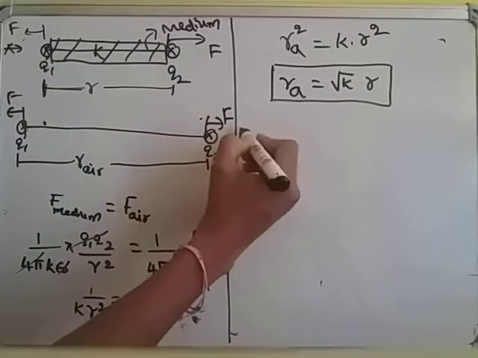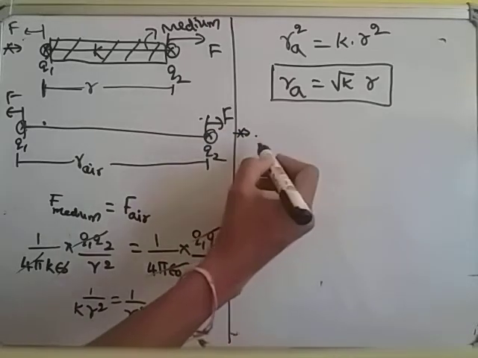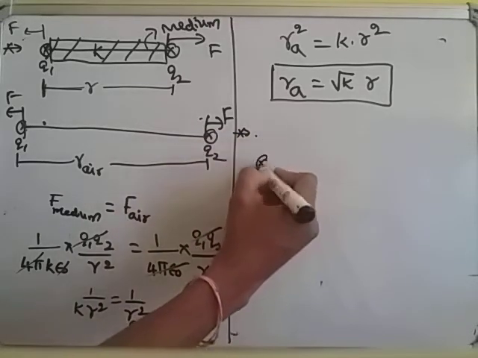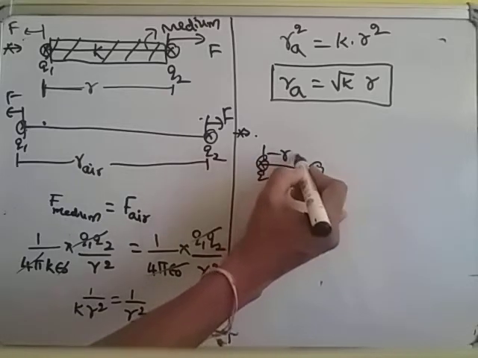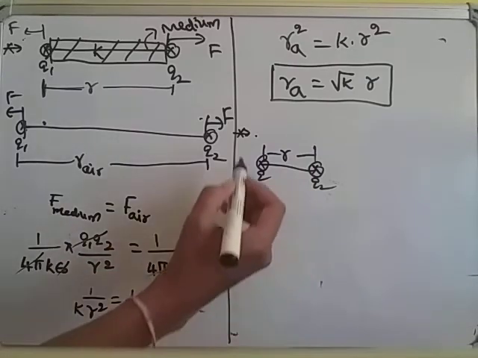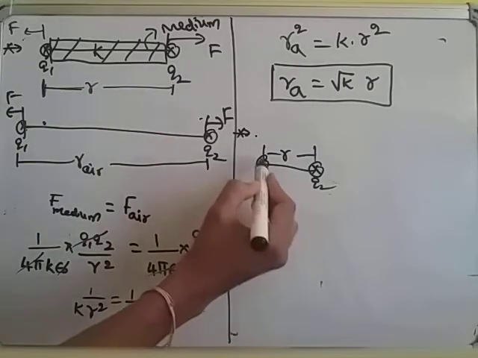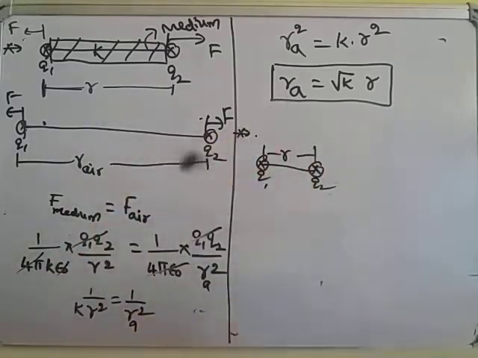And now let us see one more example for this. Already we know if two charges are placed in free space or vacuum, the formula for the force is 1 by 4 pi epsilon naught into q1 q2 by r square. When we place two charges in a dielectric medium, then also we know the force formula.